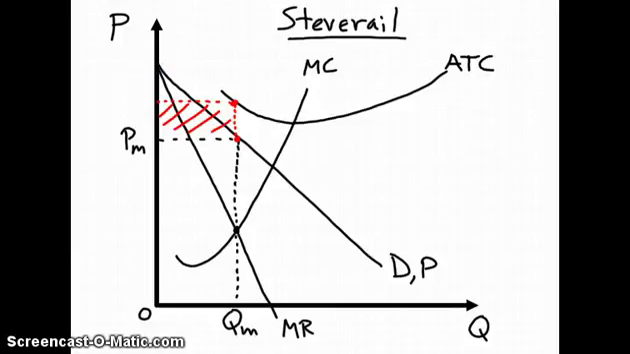The last part of A was to find and label the allocatively efficient quantity as QE. So the allocatively efficient quantity is when price is equal to marginal cost, and that happens right here. And so we'll label that as QE.